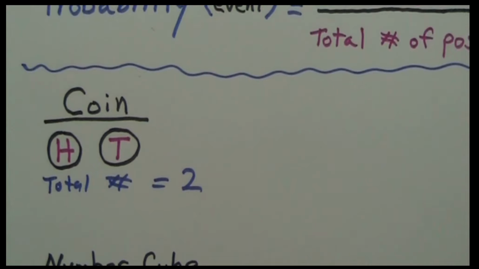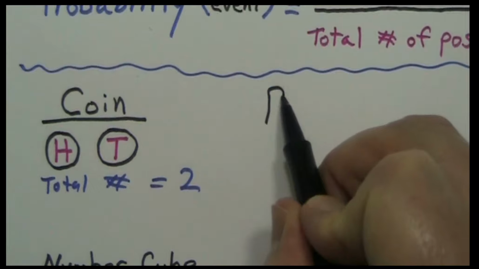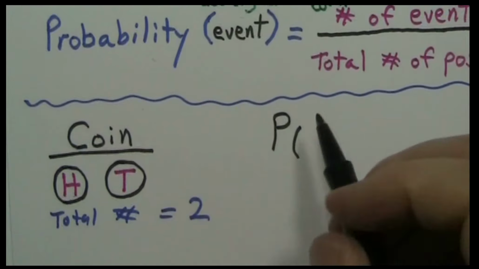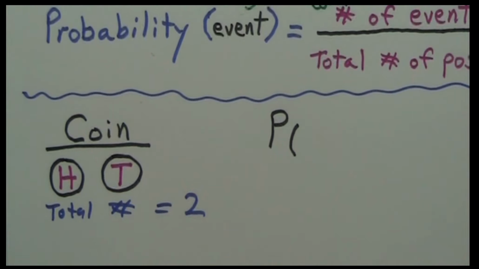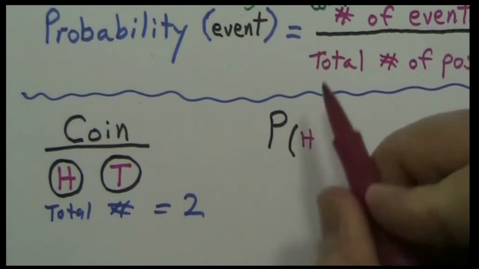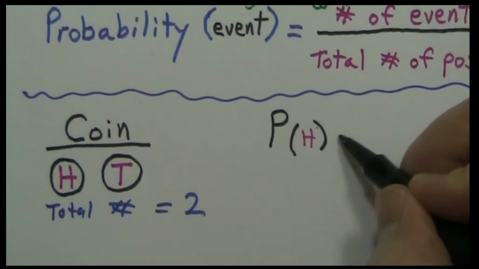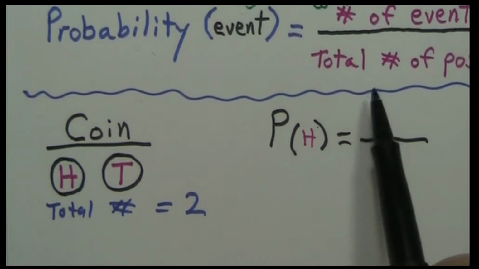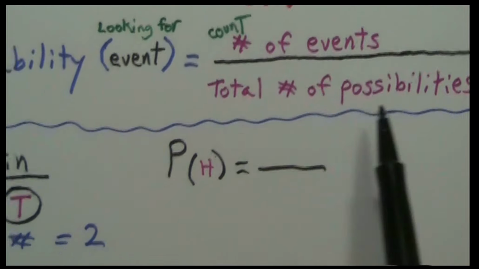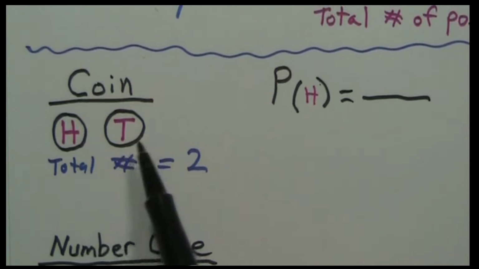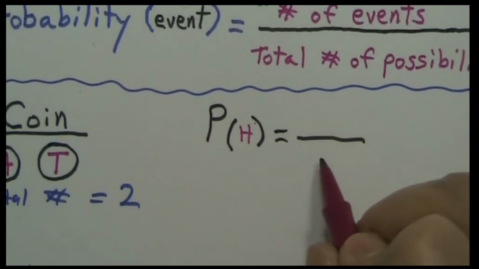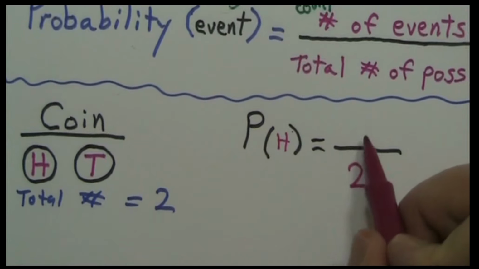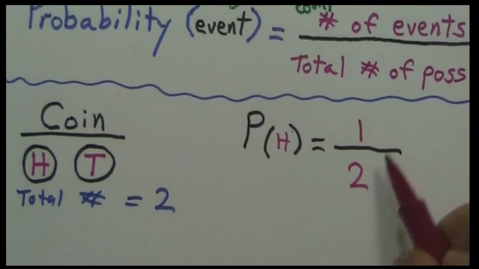So you may see it expressed like this. They'll put the letter P for probability, parentheses, and in the parentheses is what you're looking for. And let's just say that we are looking for heads. Probability of landing on a heads. What is it? Well, first of all, the total number of possibilities is 2, right? It's heads or tails. So that number is 2. But how many heads are there? Just 1. So it is 1 over 2, or 1/2.